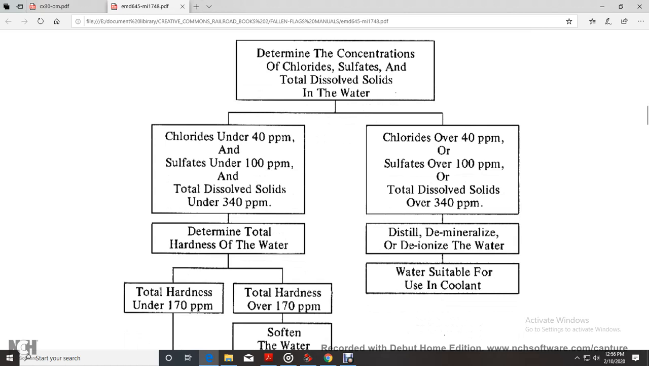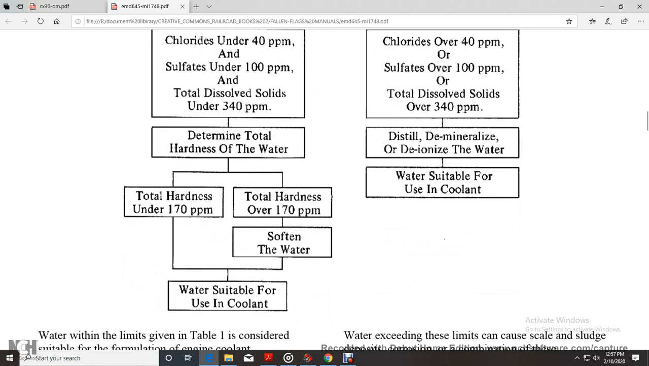Starting with the right: chlorides over 40 parts per million, sulfates over 100 parts per million, total dissolved solids over 340 parts per million, and then it goes to distilled, demineralized, or deionized water suitable for use in coolant. Then on the left: chlorides under 40 parts per million, sulfates under 100 parts per million, and total dissolved solids under 340 parts per million determine total hardness of the water. Then it goes left: if total hardness is under 170 parts per million, the water is suitable; if total hardness is over 170 parts per million, the water would have to be softened, and then the water would be suitable to use in coolant.